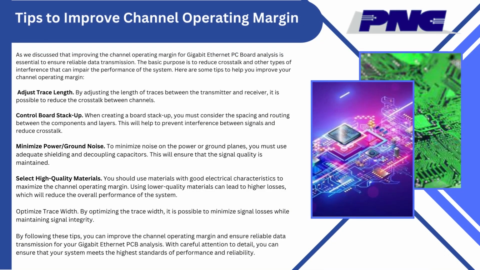Tips to improve channel operating margin. As we discussed, improving the channel operating margin for Gigabit Ethernet PCB analysis is essential to ensure reliable data transmission. The basic purpose is to reduce crosstalk and other types of interference that can impair the performance of the system. Here are some tips to help you improve your channel operating margin. Adjust trace length. By adjusting the length of traces between the transmitter and receiver, it is possible to reduce the crosstalk between channels.